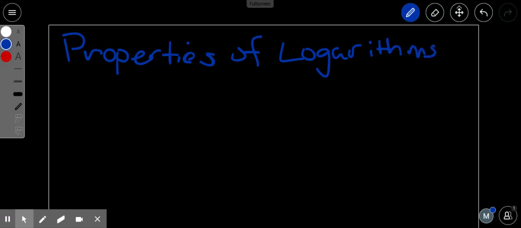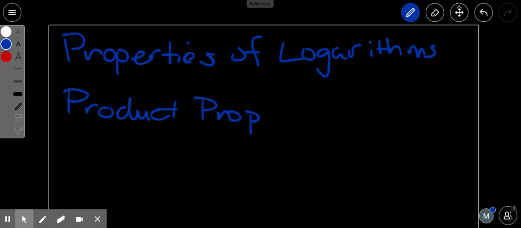All right, so our properties of logarithm. The first one that we have is the product property. So I'm hoping that you all know that product is the answer to a multiplication problem. So this should give you a hint that for product property, we're going to be multiplying. Now, this can go backwards or forwards.